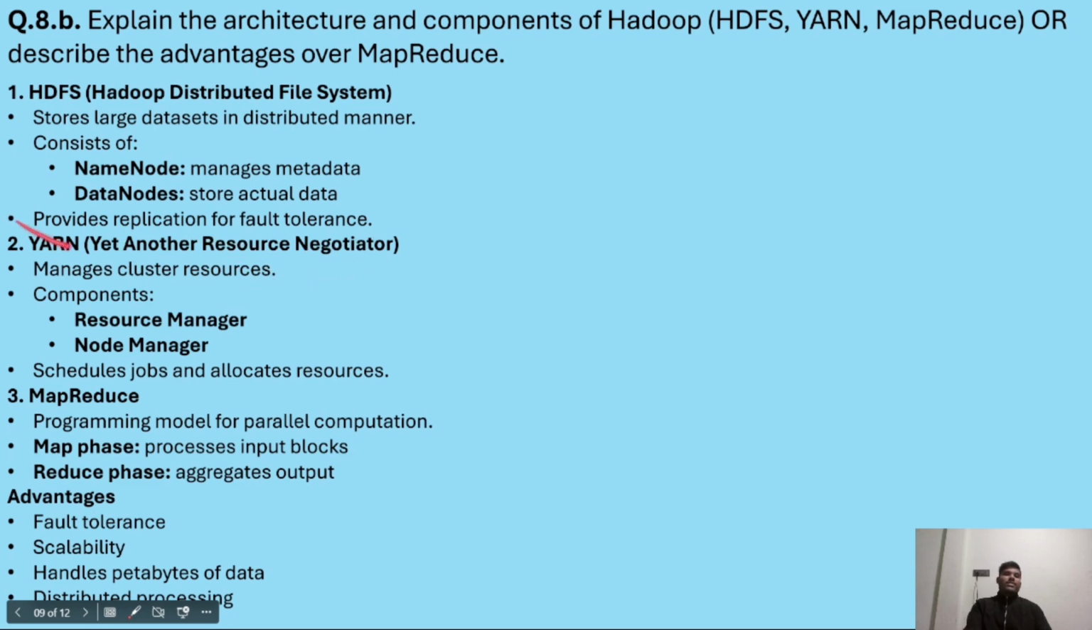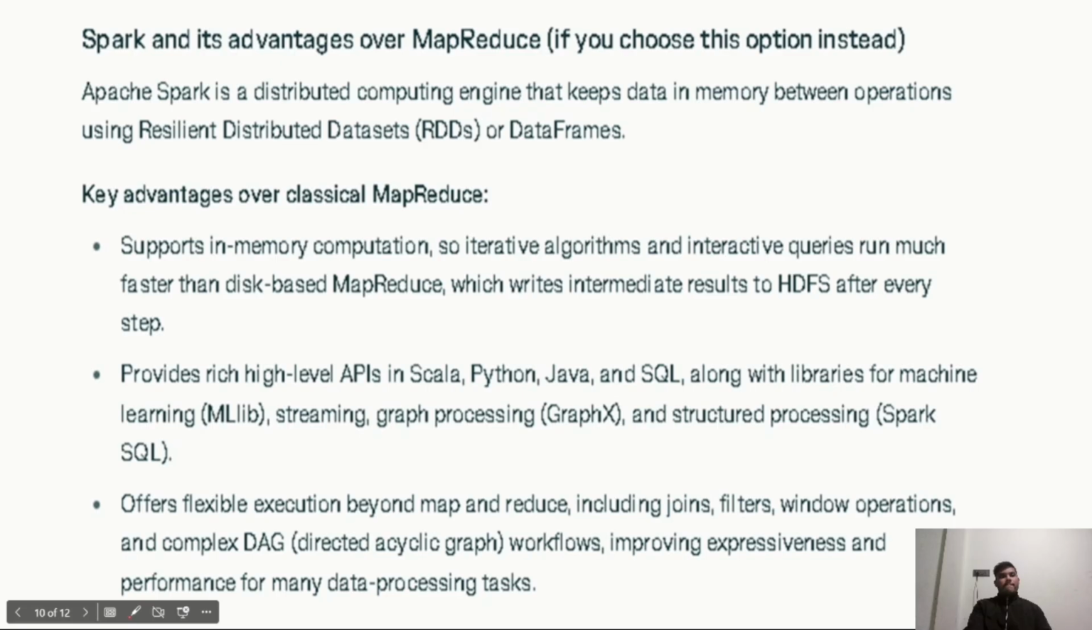YARN, yet another resource negotiator, manages cluster resources. Its components are the resource manager and node manager, which schedule jobs and allocate resources. MapReduce is a programming model for parallel computation. Map phases process input blocks, and reduce phases aggregate the output. Advantages: fault tolerance, scalability, handles petabytes of data, and distributed processing.